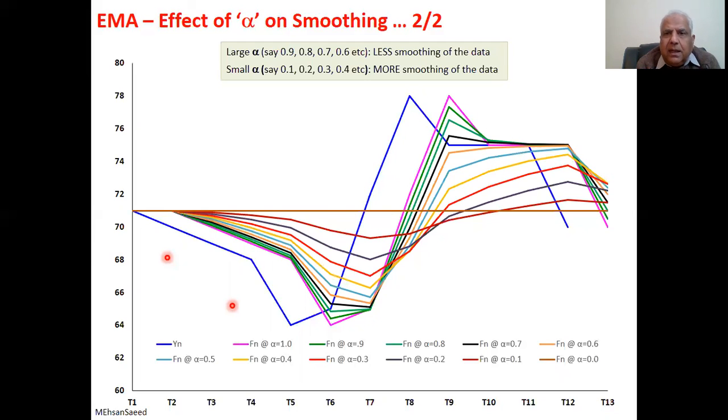And we can draw this conclusion, a very important conclusion over here, that is large value of alpha, 90%, 80, 70, 60, less smoothing of the data, small value of alpha, say 10, 20, 30%, etc., more smoothing of the data.